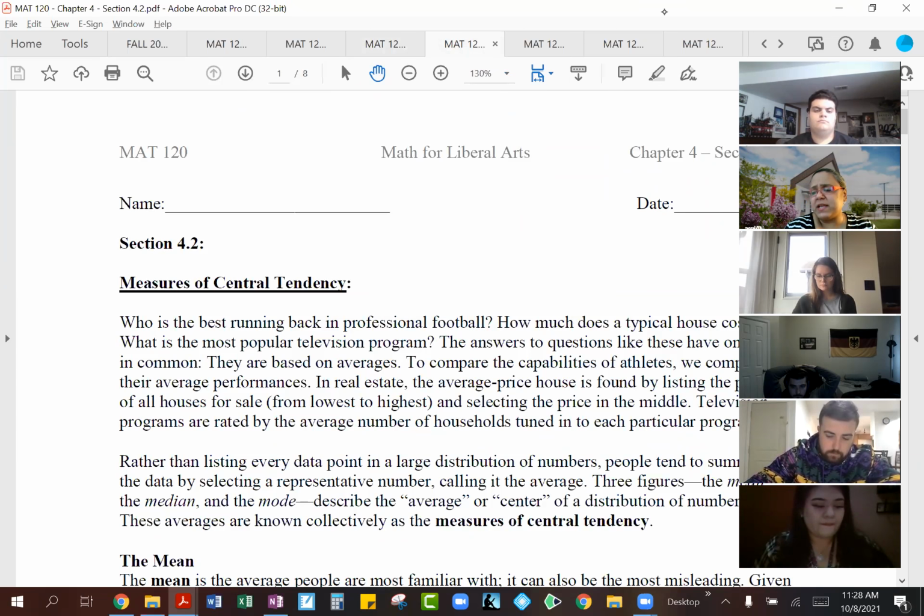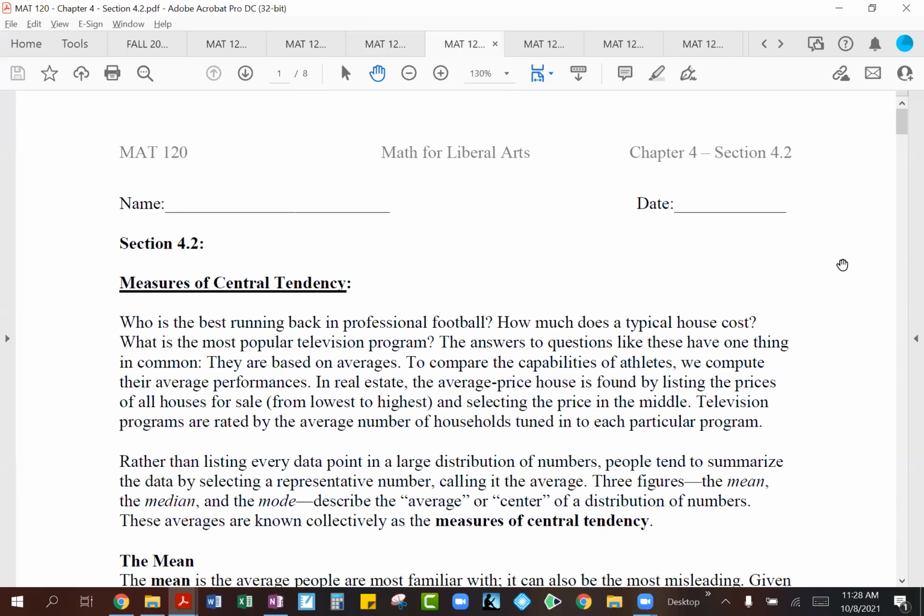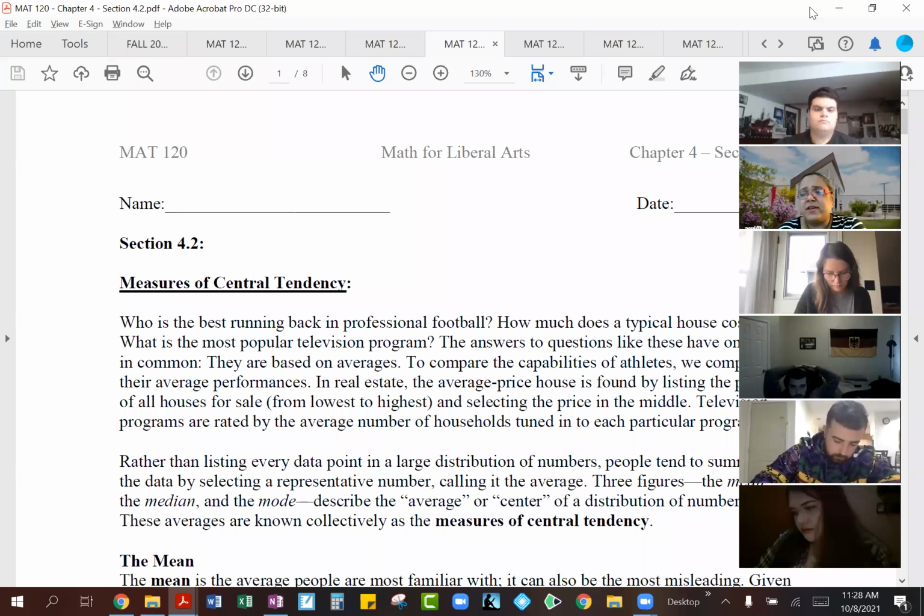All right, guys, so that was section 4.1. Now we're getting into a little bit more calculations with our data. So we're getting into measures of central tendency. So when we talk about measures of central tendency, we're really talking about averages. So when you're trying to find the average of your data, now average is actually a generic term.